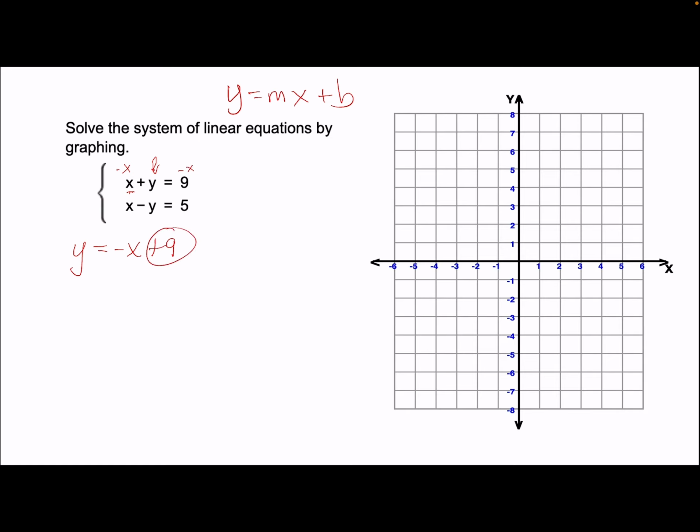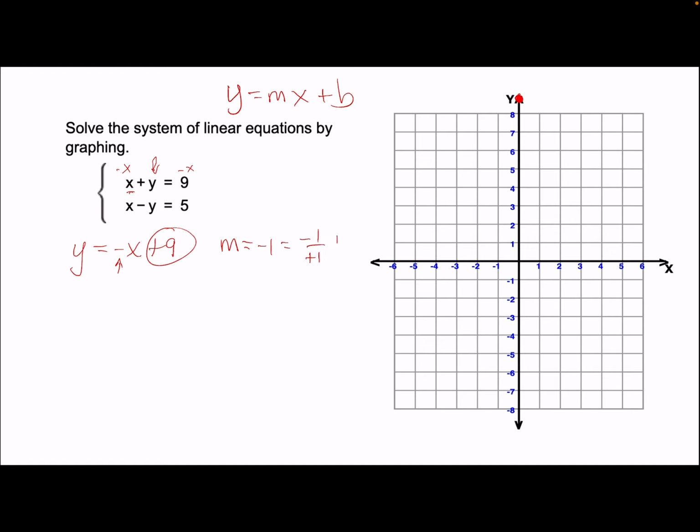Graph the y-intercept on the y-axis, which is about right there. My graph's a little small. I wish I'd found a bigger one. And then my slope is negative 1, and as a fraction, I'm going to make that negative 1 over positive 1.